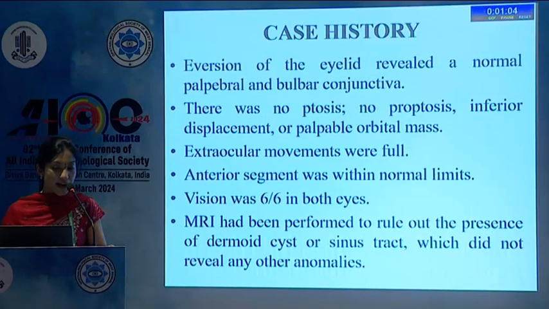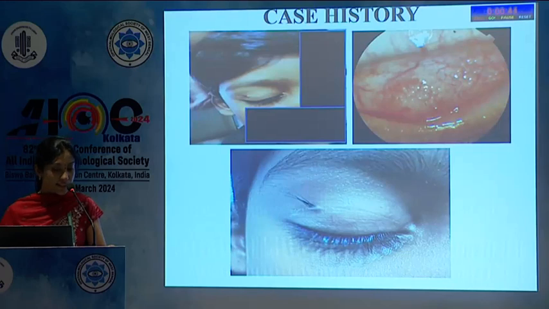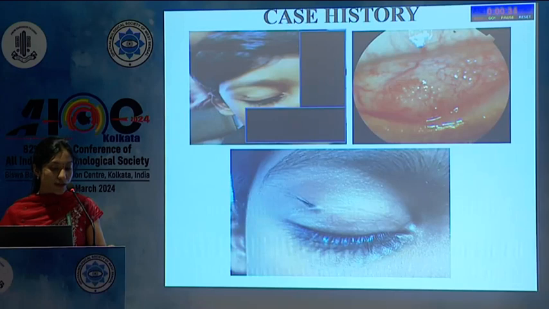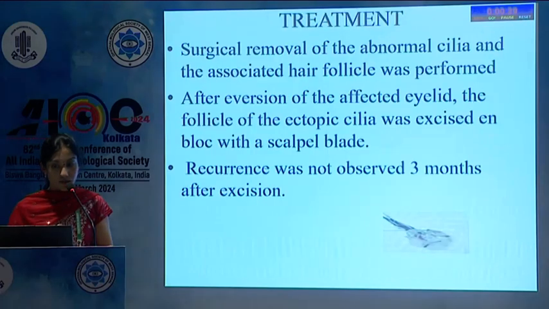Eversion of the lid showed a normal palpebral and bulbar conjunctiva. There was no other ocular abnormality. Extraocular movements were normal. Anterior segment was normal. Vision was 6/6, and the rest of the ocular examination was normal. MRI was done to rule out any dermoid cyst with a sinus tract, but MRI was also normal. So this is a case of anterior ectopia cilia, around 8 mm away from the upper eyelid margin. It can be seen here. A tuft of around 20 to 21 hairs was seen arising. The palpebral conjunctiva was normal.